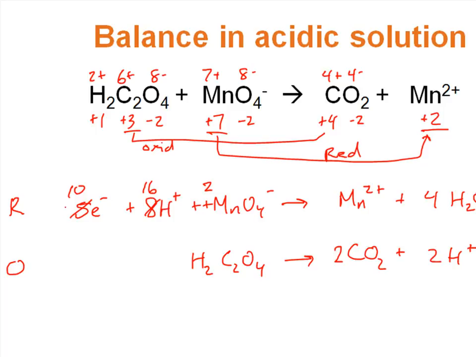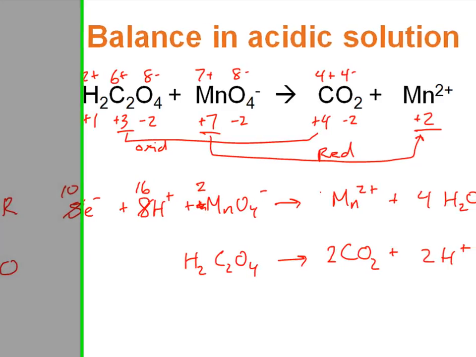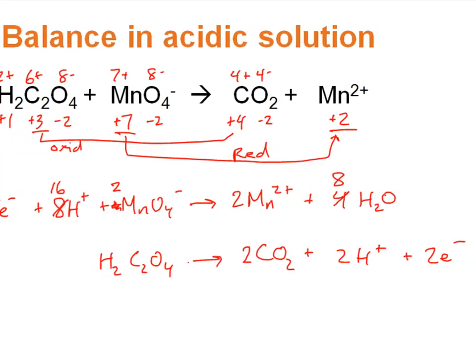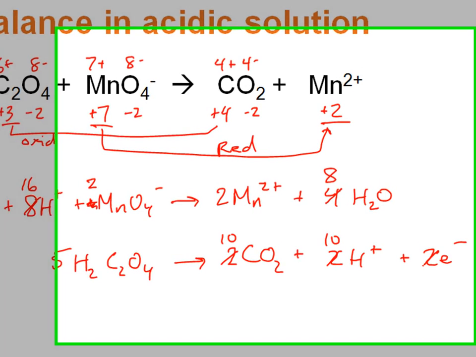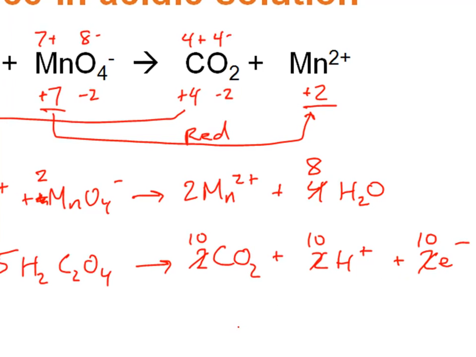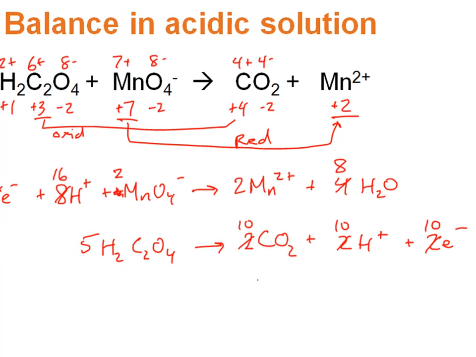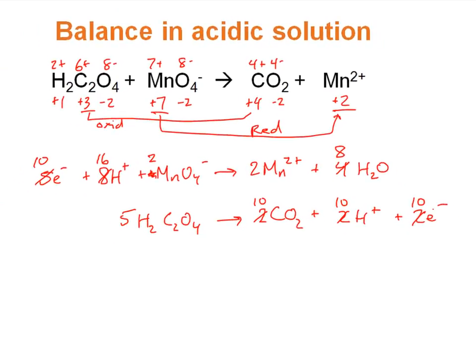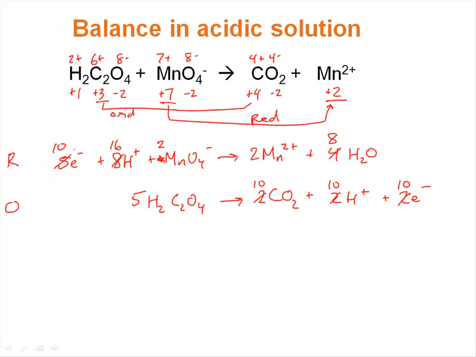So multiply the top equation by 2. 2 times 5 is 10. 2 times 8 is 16. 2 times 1 is 2 here. 2 times this here, and 2 times that is 8 waters. Bottom equation is multiplied by 5, so 5 here, 5 times 2 is 10, 5 times 2 is 10, and 5 times 2 again is 10. So now we've got both equations with the correct number of electrons that should cancel out: reduction, adding electrons; oxidation, losing electrons.